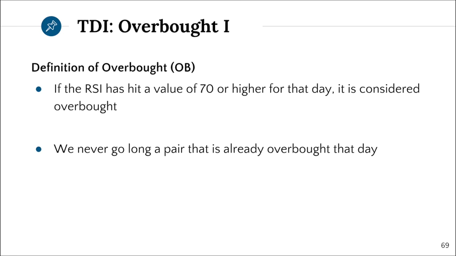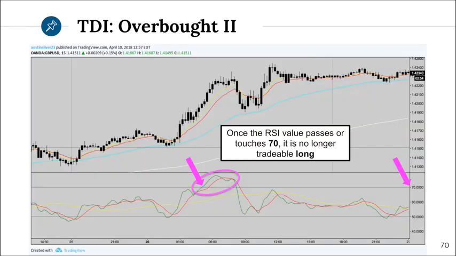If the RSI has hit that value or has gone higher, it is considered overbought for the day, and we're not going to go long on that pair at all the rest of the day. I don't care how high the RSI goes, we will not go long a pair that has already touched the 70 value or higher. Here's an example. You can see the RSI touched the 70 right here. Here's the 70 value, broke through and continued higher.